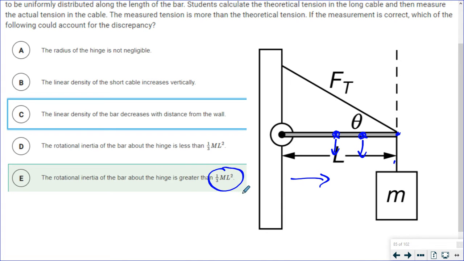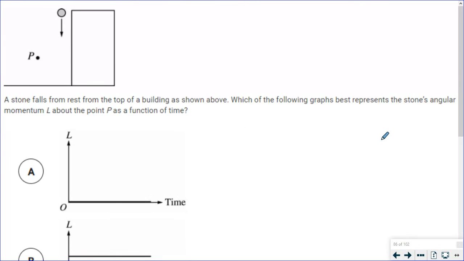And if the rotational inertia is greater than 1/3 ml squared, this is for a uniform rod, and if your rotational inertia increases, then that's another way of saying that you're moving mass of this rod towards the outer edge of the rod, and that's what would increase your force of tension.